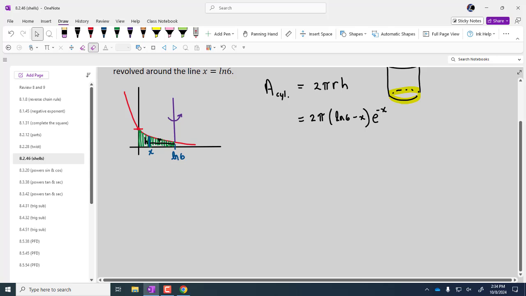So then the volume is the integral of the area. We can pull the 2 pi out. And let's do a little distribution in here while we're at it. So we have natural log of 6 multiplied by e to the negative x, minus x e to the negative x, dx.